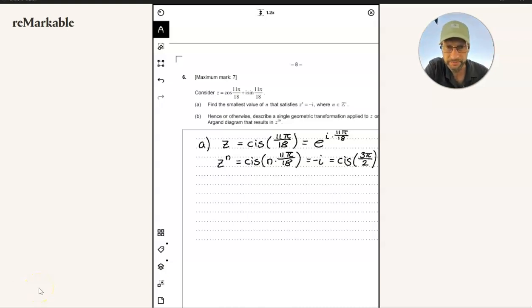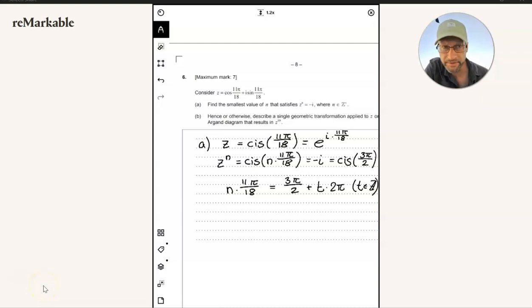So when are these two the same? For which values of n would these be the same? Well, the polar angle of a complex number can be different and give the same complex number, but only if the two polar angles are separated by a whole number of 2 pi. So what we know is that if these two are the same, then n multiplied by 11 pi over 18, this angle, must be the same as this angle, 3 pi over 2, plus a whole number of 2 pi t, where t is an integer.